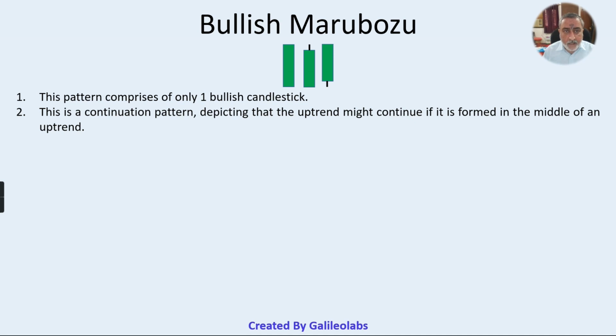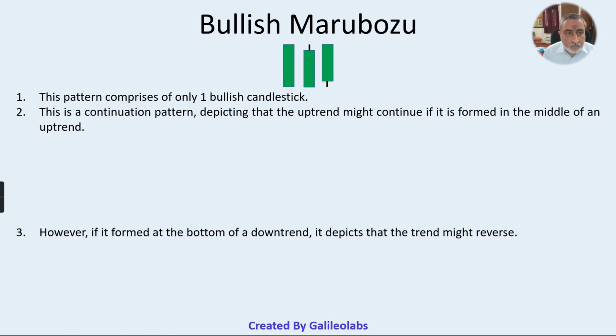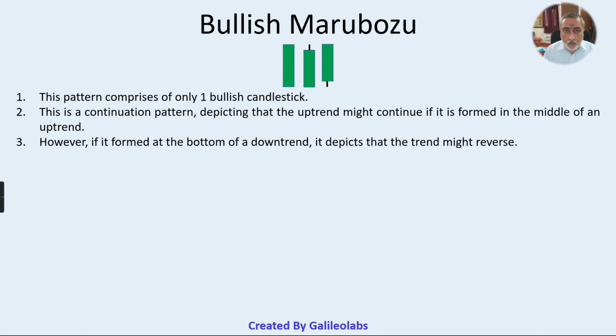What I mean by continuation pattern is that if there is an uptrend and in the middle of an uptrend, a bullish Marubozu is formed, then it depicts that the bullish trend will continue. However, if it is formed at the bottom of a downtrend, it depicts that the trend might reverse.